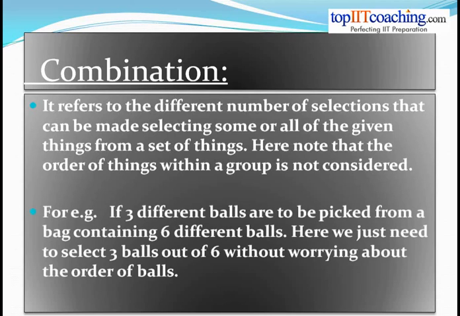For example, let us say that we have got a bag that has got 6 different balls. Now what we have to do is select or pick 3 different balls from this bag containing 6 different balls. Here we are just selecting the 3 balls out of the 6 without worrying about the order of balls. That is, it is not important which ball comes first and which ball comes second or which ball comes third. We are only concerned that we have to select 3 balls out of those 6 different balls.